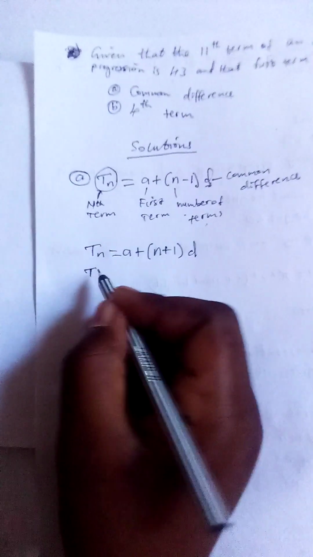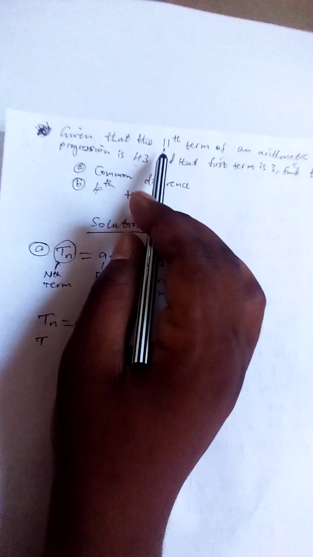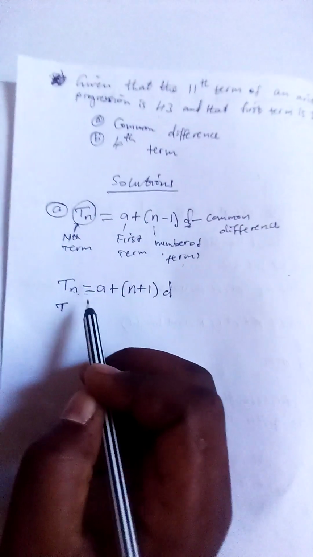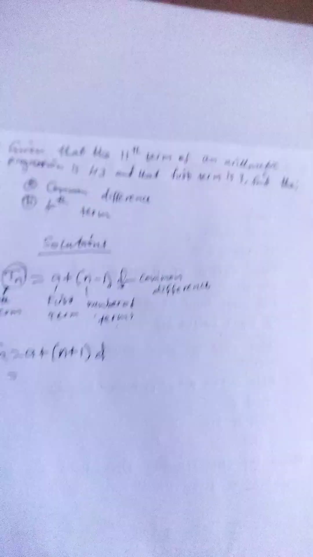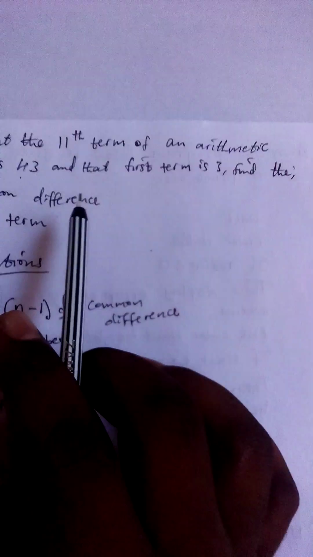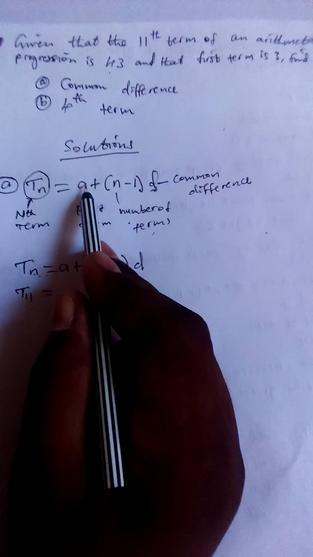The question was saying, given that the 11th term, so wherever there is the n on this formula, we are going to replace it with the number 11. So we'll say 11th term equals our first term, which in the question was 3. Remember that A is the first term.